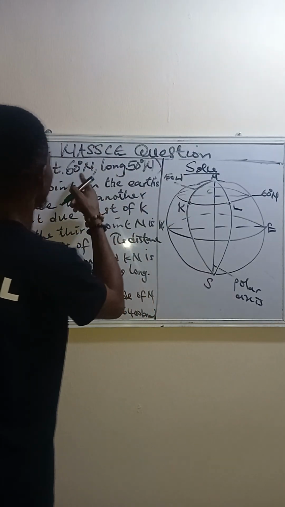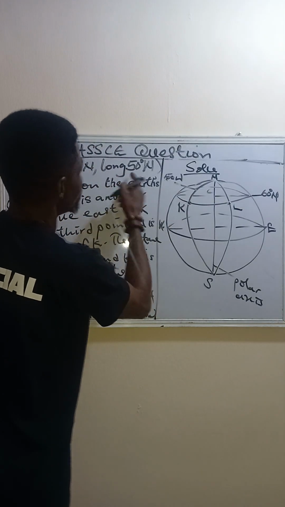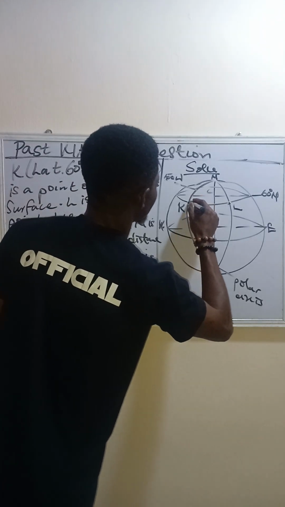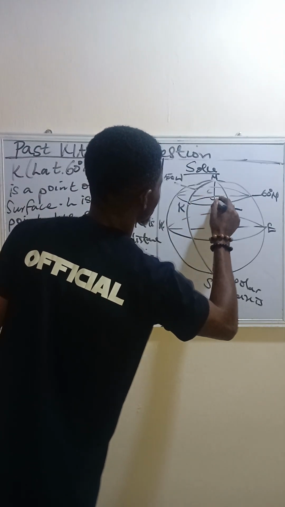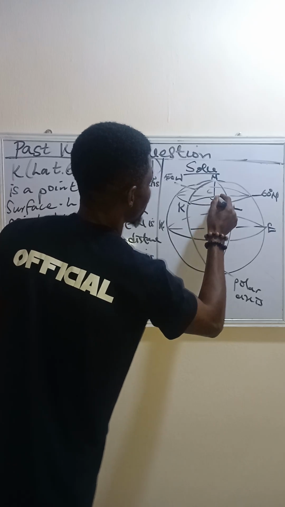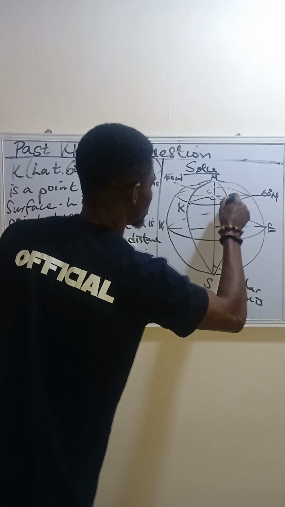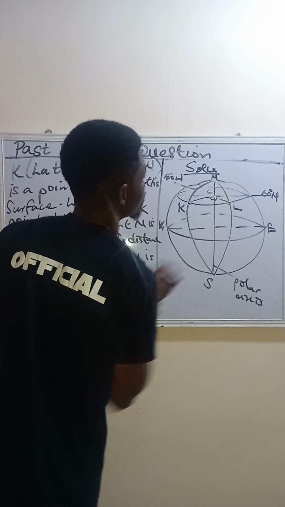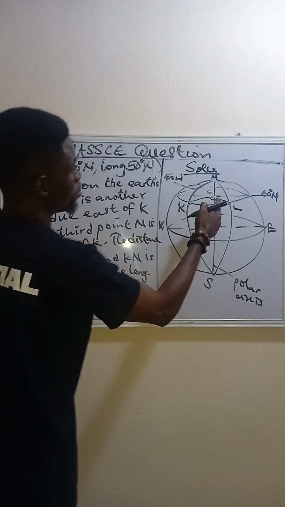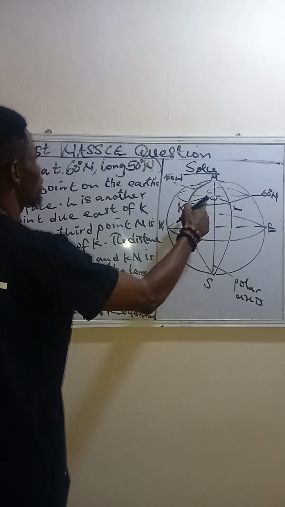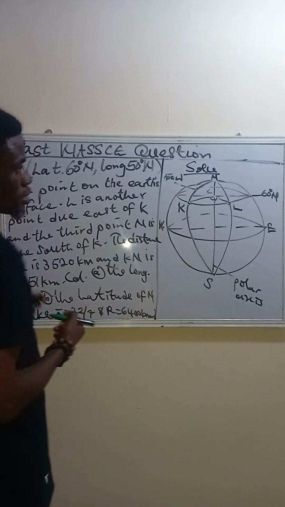This angle is 50° west. This angle is 50. And here we don't know this side, so you can make this one to be X. So this is the longitude, and this is the longitude at the same time.